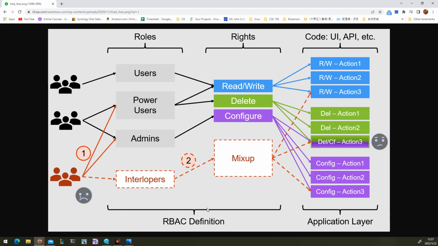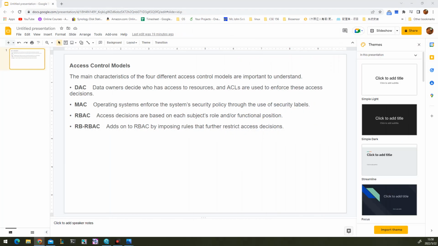So the RBAC means setting up different levels of users, and then assigning the rights to the different level users to do different actions. That's the RBAC. The access decisions are based on each subject's role and functional position. That means it sets up different levels for users, and what level a user is in depends on the rights they should have.